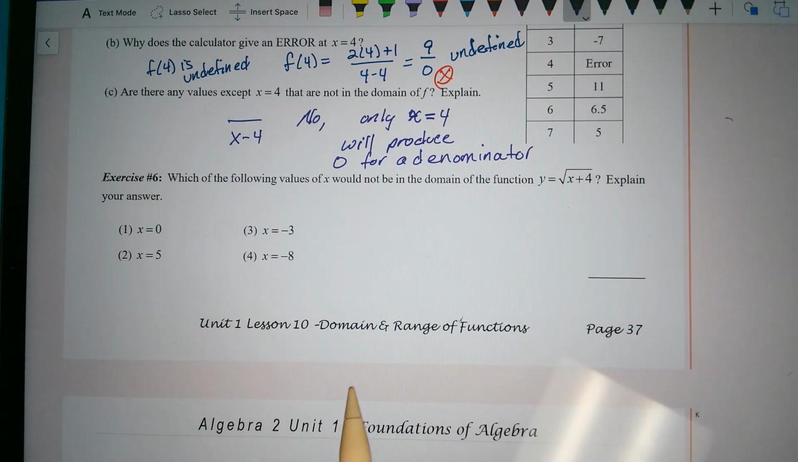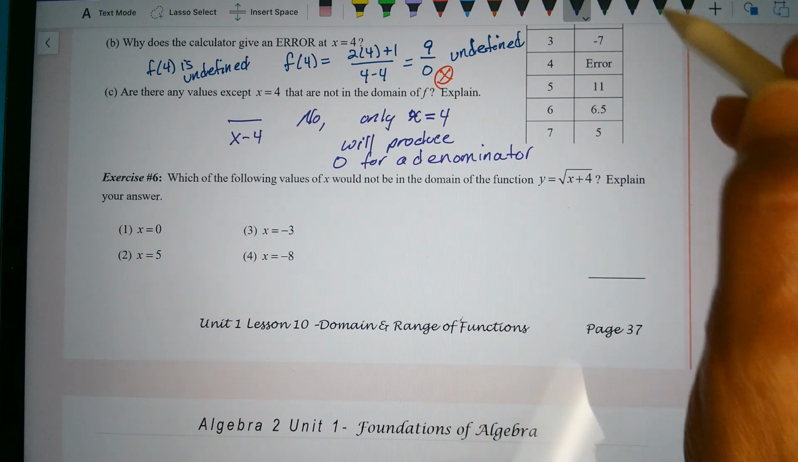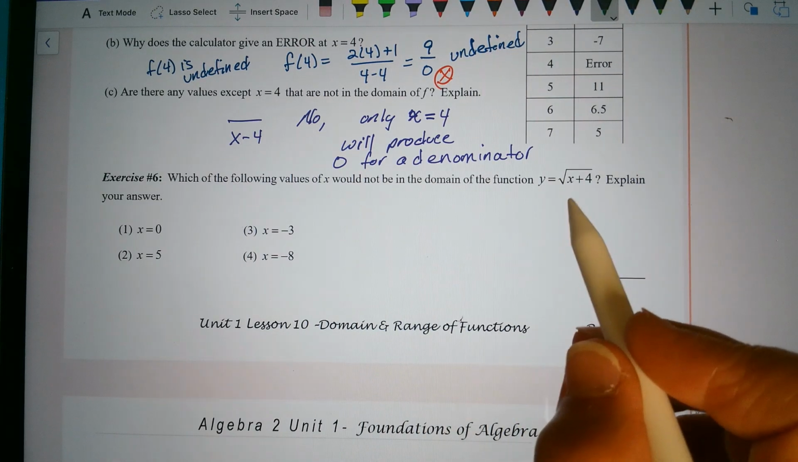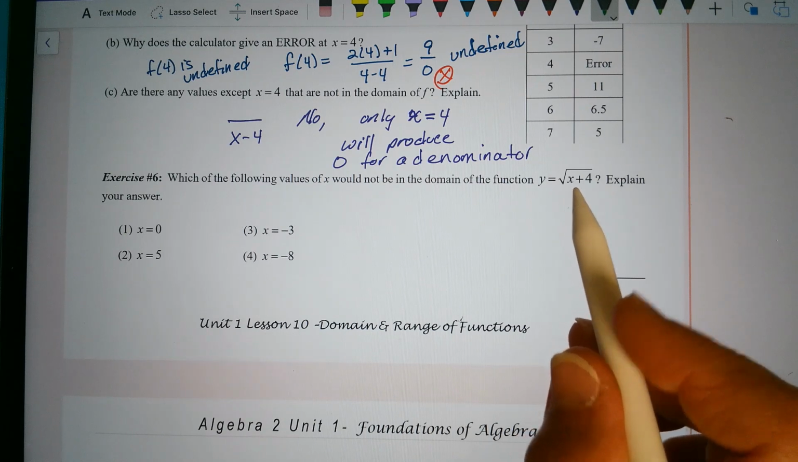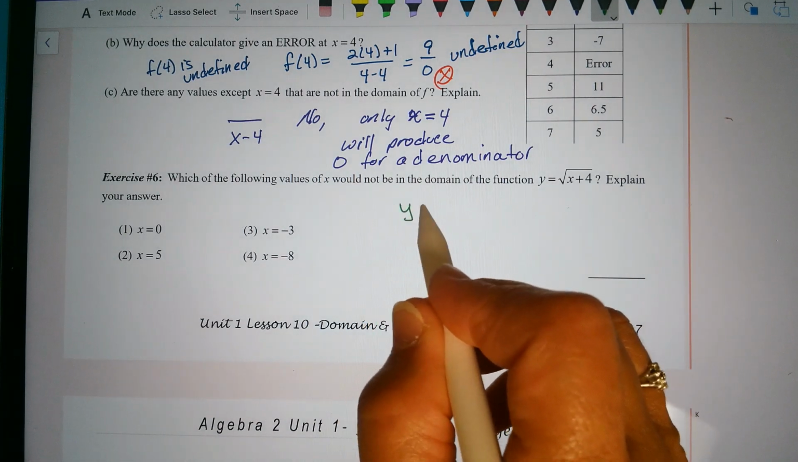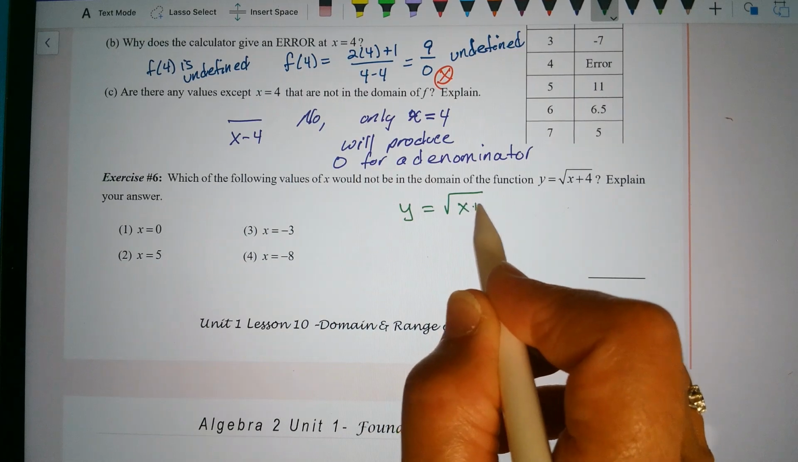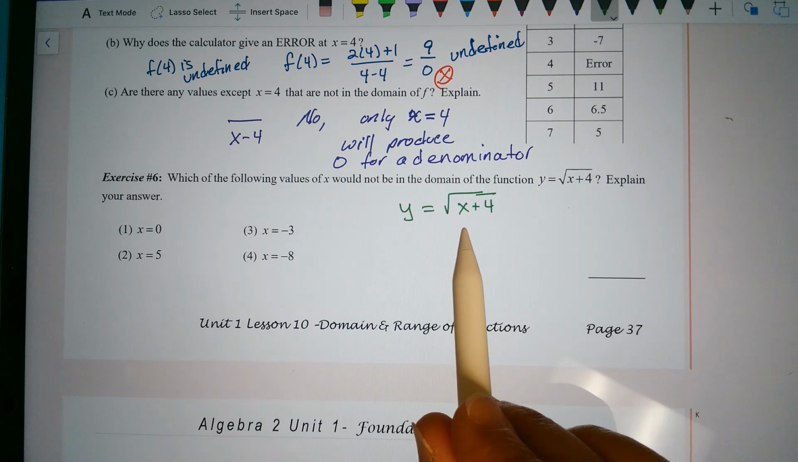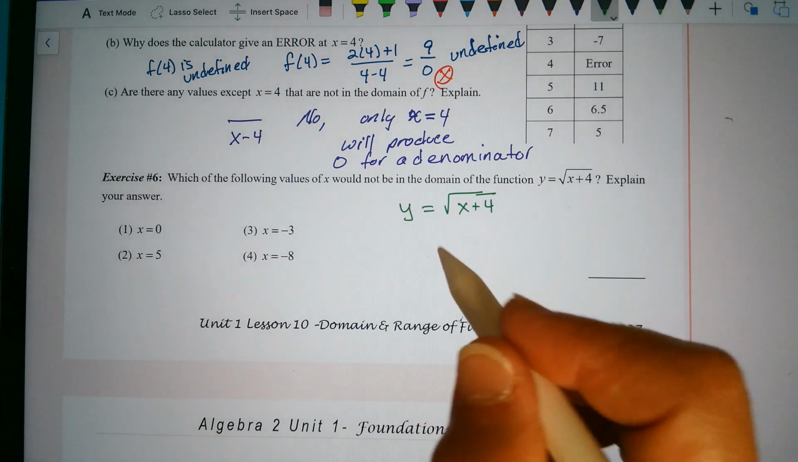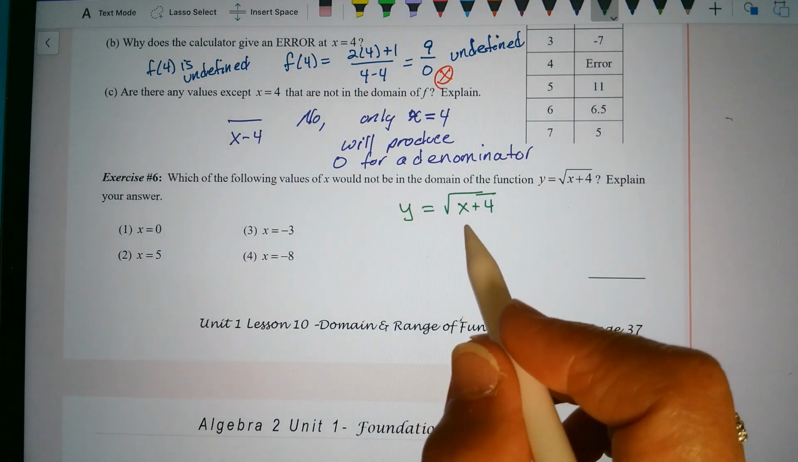Exercise number 6. Which of the following values of x would not be in the domain of the function? What's not in the domain of the function? Well, let's see. First off, we have a square root. So we have y equals the square root of x plus 4. Can we take the square root of a negative number? No.